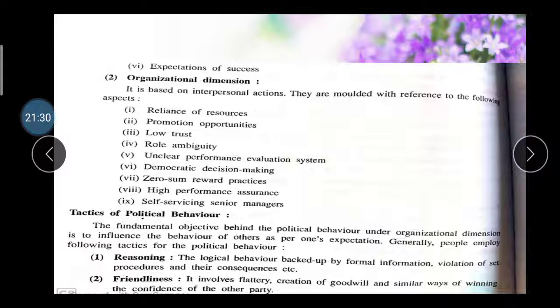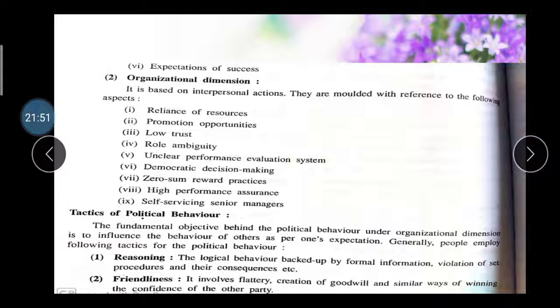Then self-servicing to the senior managers. Okay, sometimes in the organization, if a manager is working very well and has to retire, and after the retirement they are willing to work in the organization, you should do this type of activity so you can get the expertise knowledge from them. Then what are the tactical behaviors in the organization?